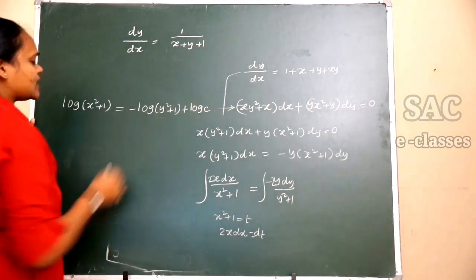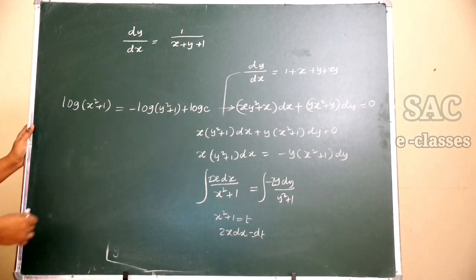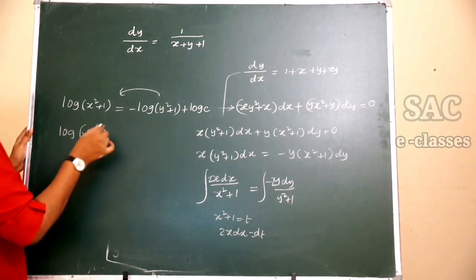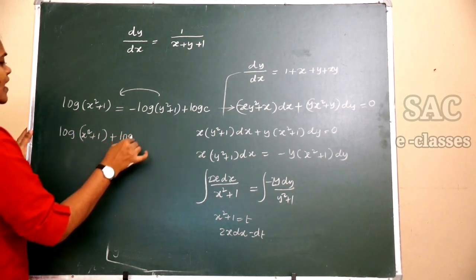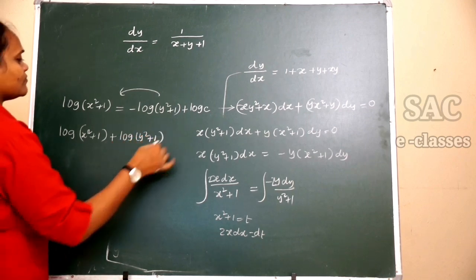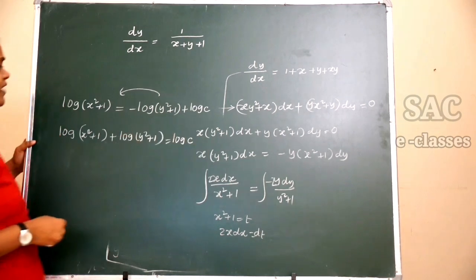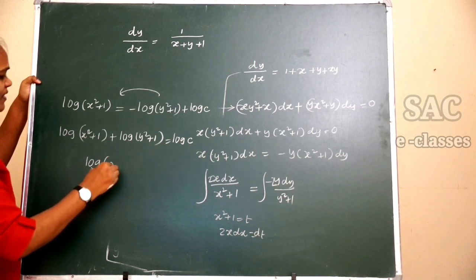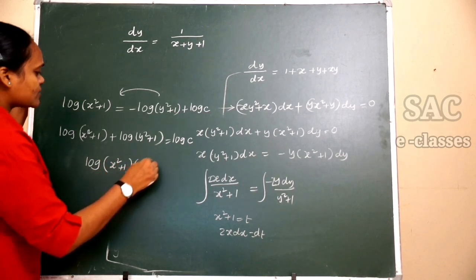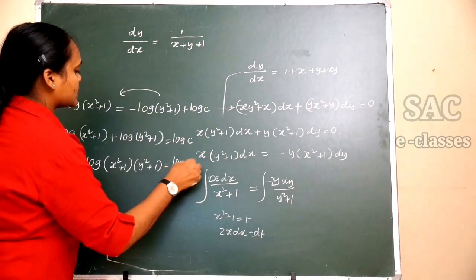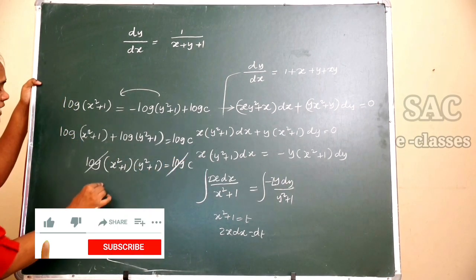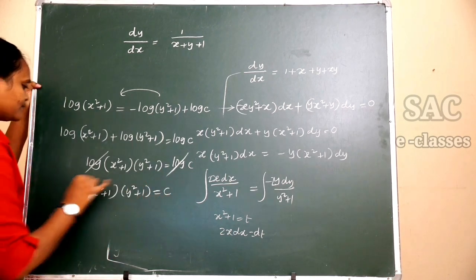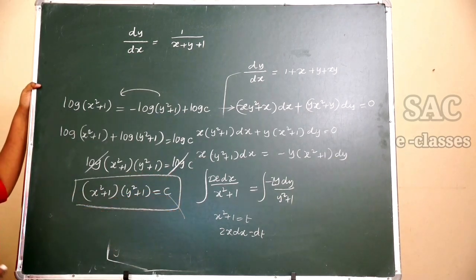So let me take the log c on the RHS side. Now transpose: log of x square plus 1 plus log of y square plus 1 is equal to log c. You know very well that log a plus log b is log of a into b, so log of x square plus 1 into y square plus 1 is equal to log c. Log and log get cancelled, and you get x square plus 1 into y square plus 1 equal to c, where c is the constant of integration.